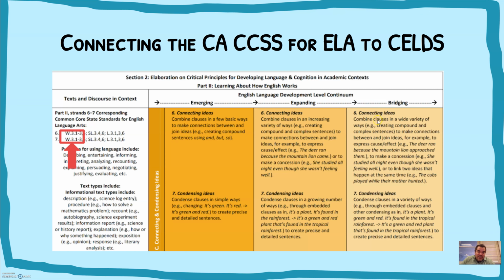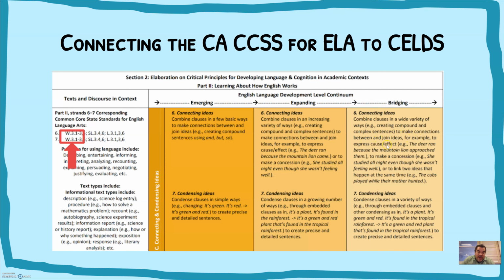Connecting ideas. Combine clauses, and clauses are a sentence without a period. So that would be like the noun, the verb, and then the information. And then we could combine it with an "and" and then we have another noun, verb, and information. And we're combining two sentences together with an "and" or a "but" to make a complex sentence. Anyways, combine clauses in a variety of ways, creating compound and complex sentences to make connections between and join ideas.